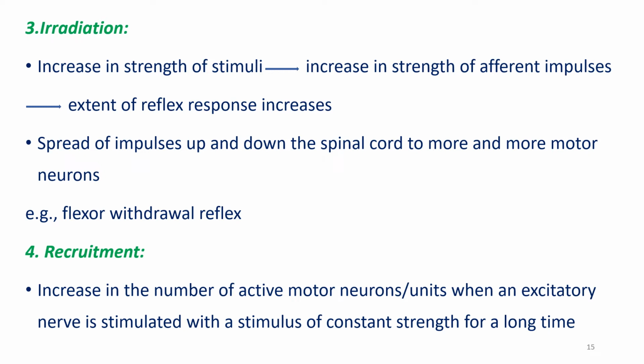So again, to repeat, there is an increase in the number of active motor units when an excitatory nerve is stimulated with a stimulus of constant strength for a long time. As long as we maintain the constant stimulus and increase the strength of the stimulus, it will generate a larger response also because of recruitment of motor units, because some fibers will respond at a lower threshold and others at a higher threshold. So this increased number of alpha motor stimulation is due to reverberatory circuits, and this can be seen especially in the crossed extensor reflex, which shows a high degree of recruitment.